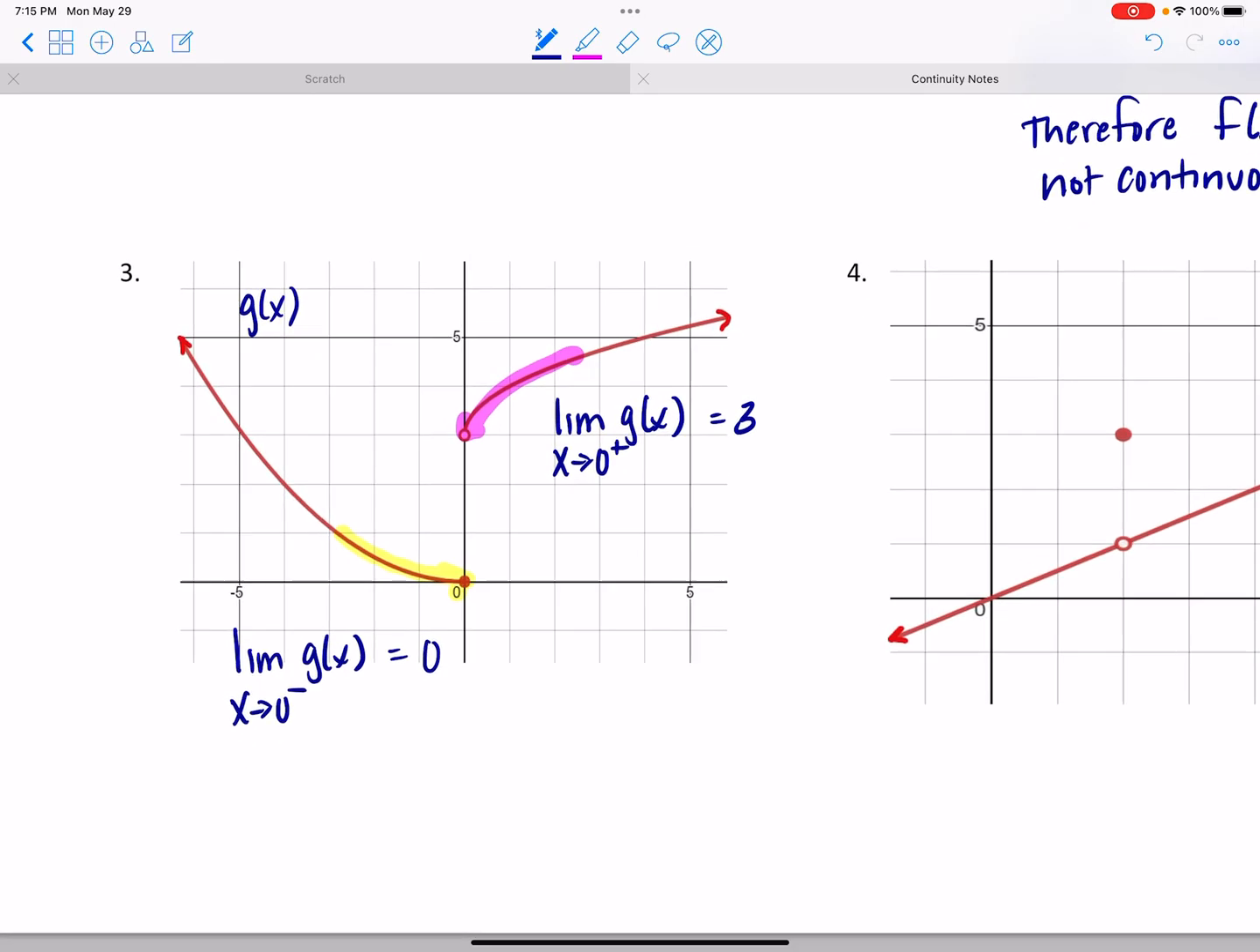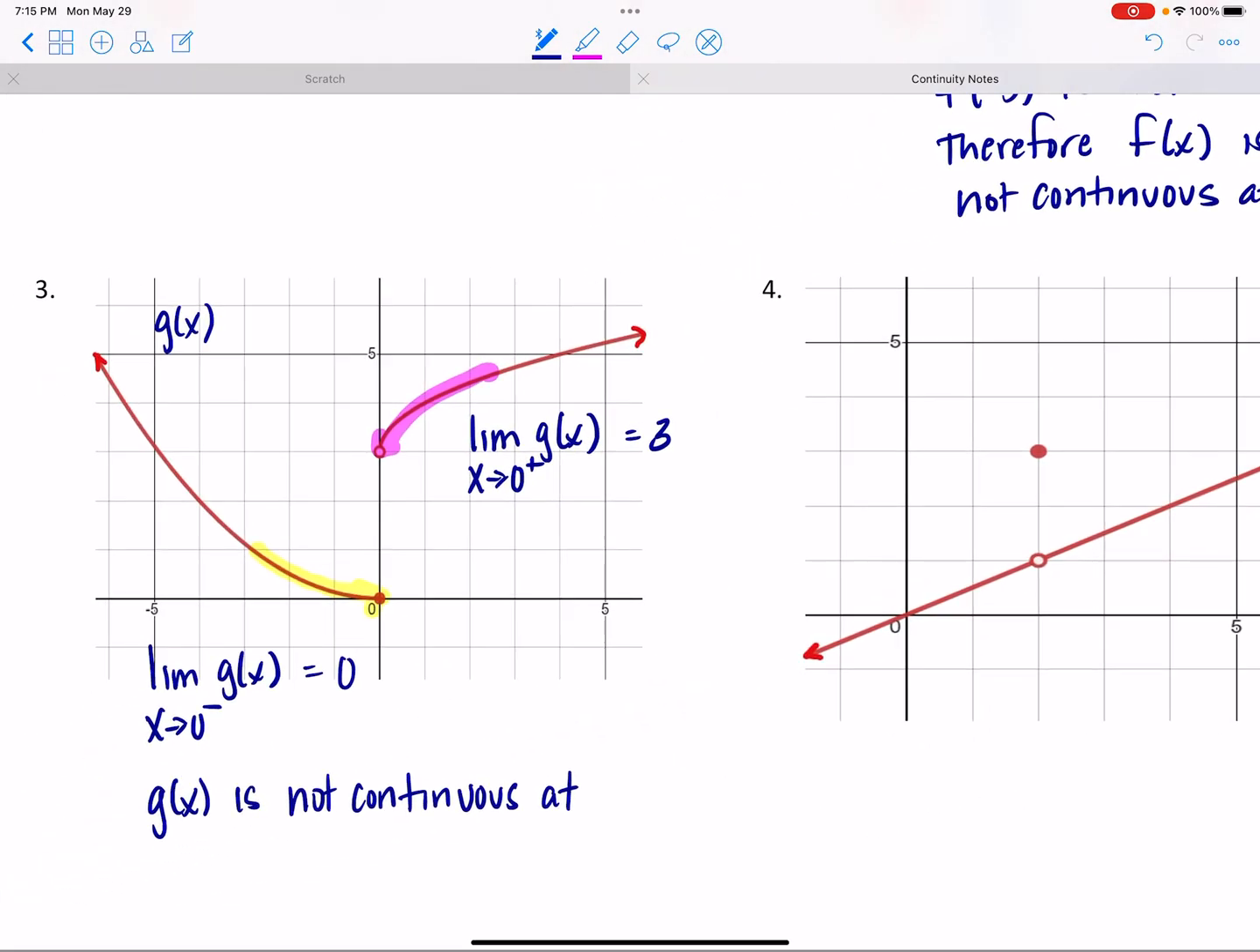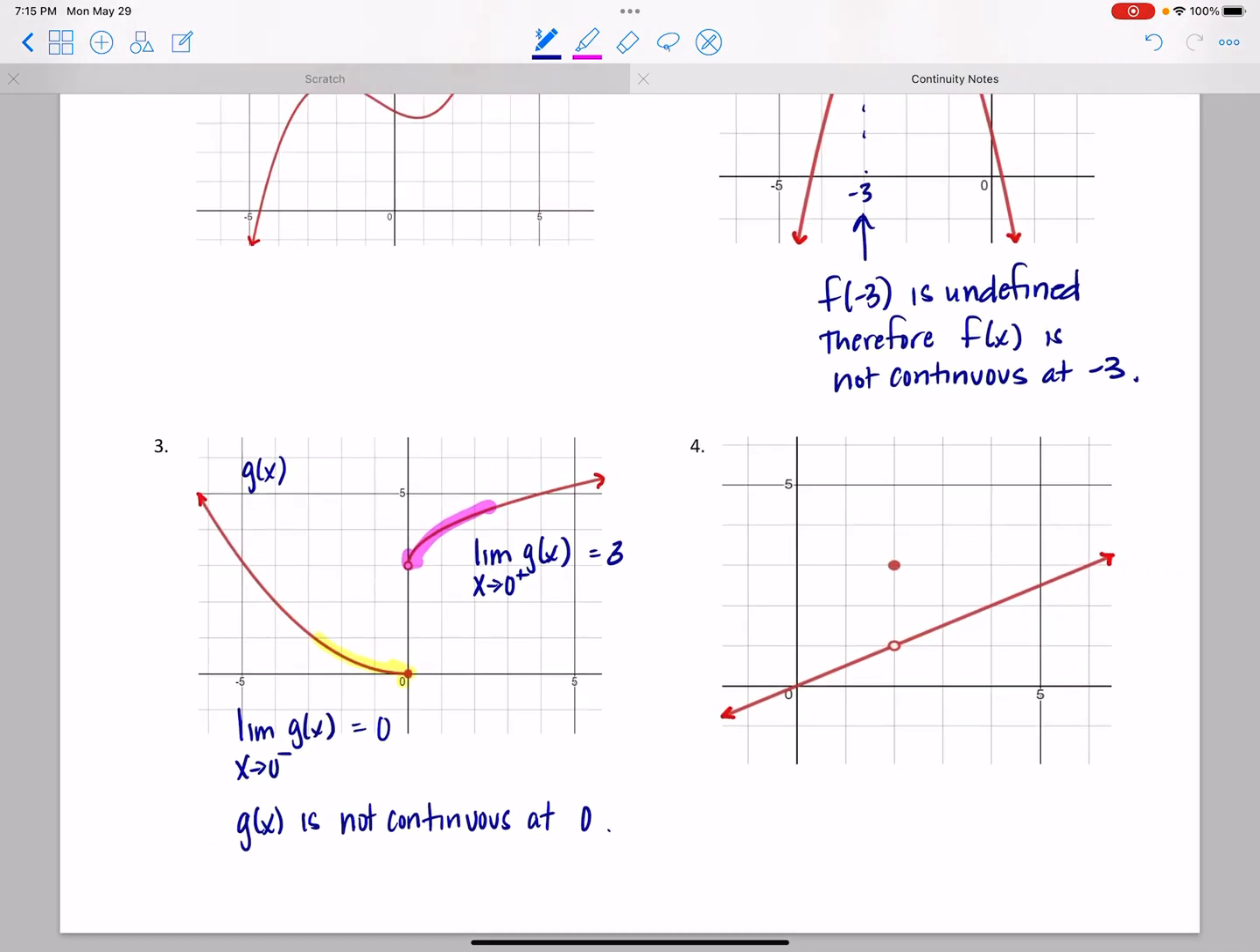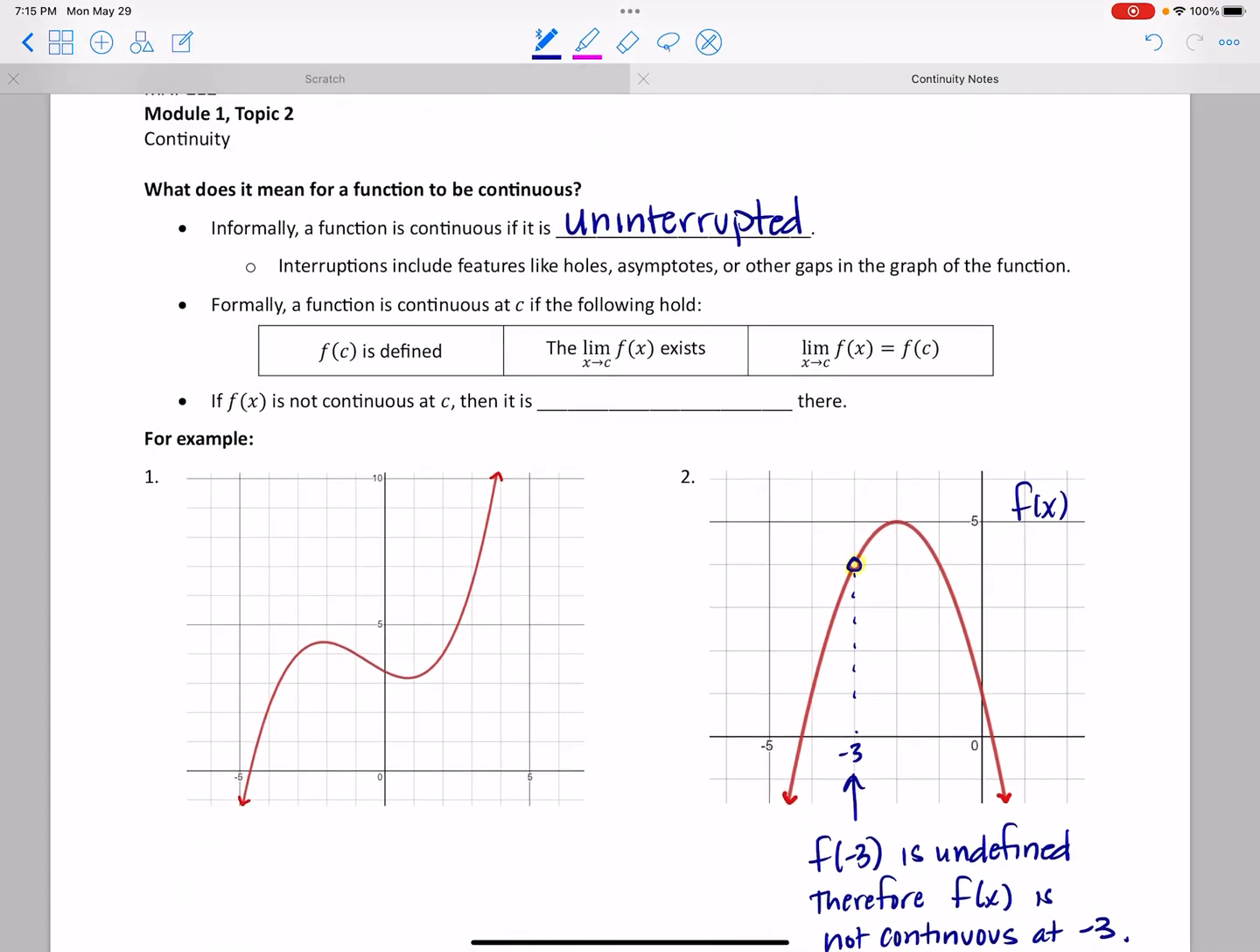So g of x is not continuous at 0, at x equals 0. So that is the discontinuity in that graph. Okay? So 3 pieces to the definition.